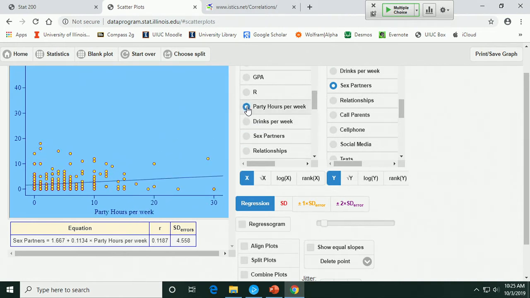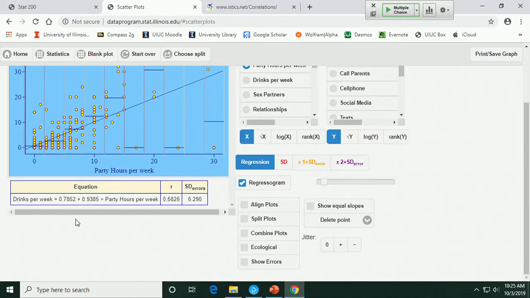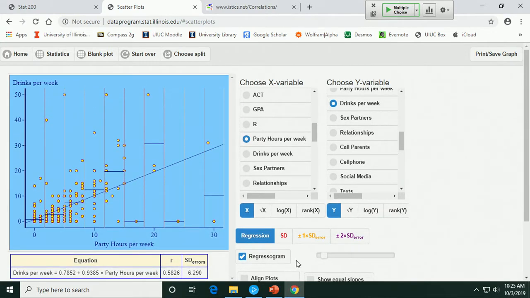How much you party predicts a lot how much you drink per week among typical Stat 100 and 200 students. So here's this regression line, and there's a very strong correlation here between the two variables. So how do you get this regression line? Well, think about it. Think about this regressogram here.